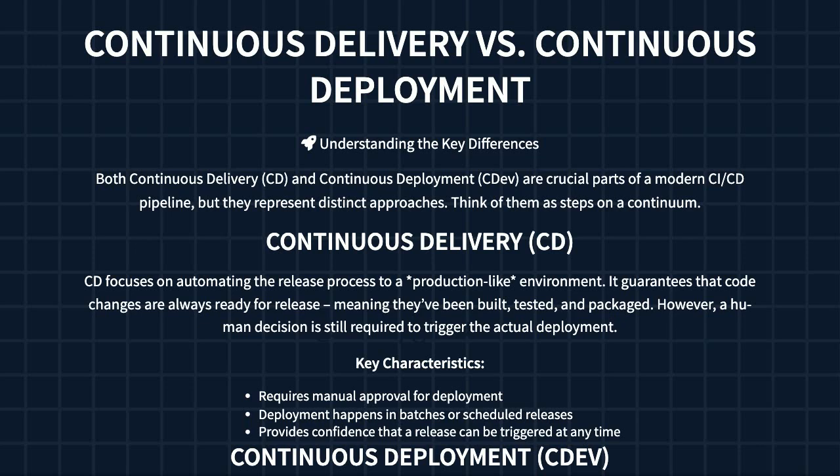On the other hand, continuous deployment takes that a step further. It automates everything so changes are deployed directly to production without any manual approval. It's like an automated rocket. Once it passes all its checks, it launches itself. They're both important parts of a good CI/CD pipeline.